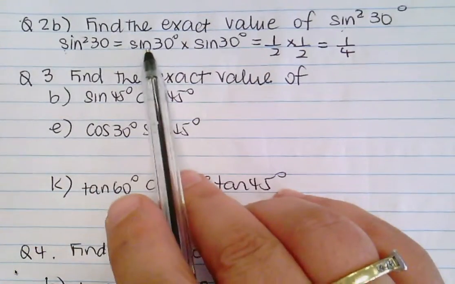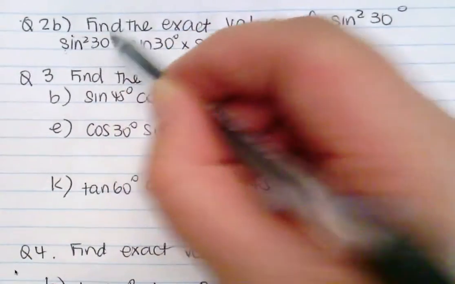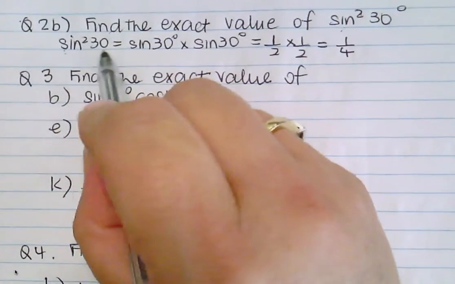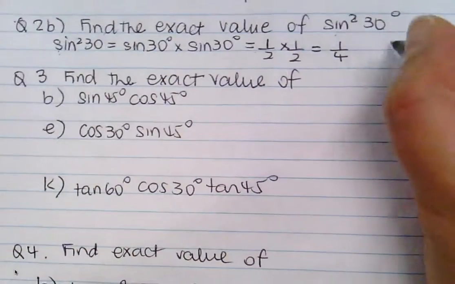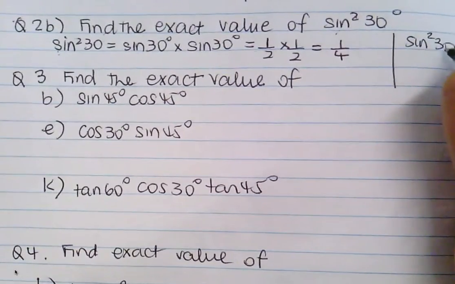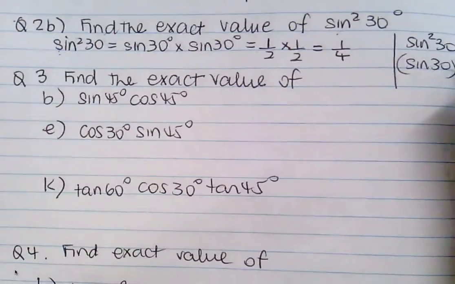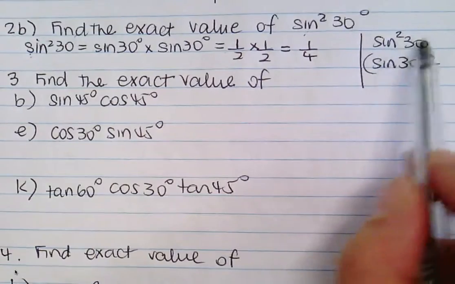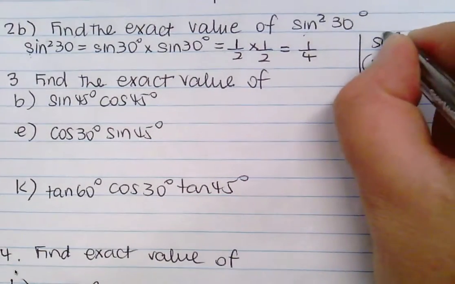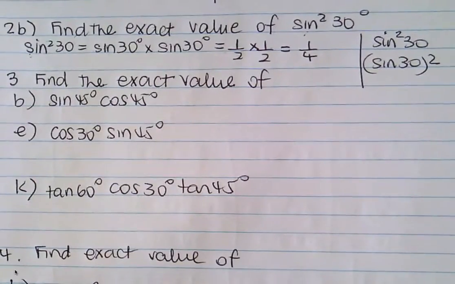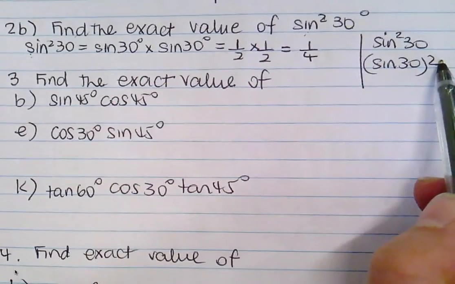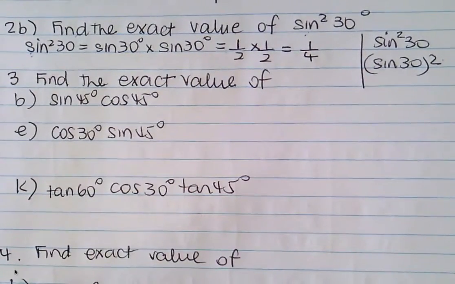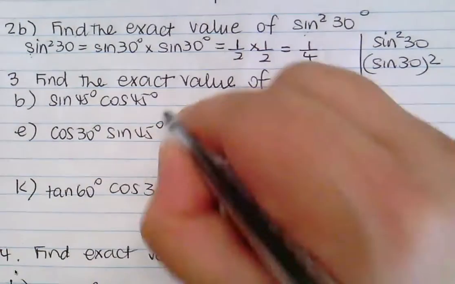Sine squared 30 means sine 30 times sine 30. They don't put the squared at the end, and you don't square the 30. It's just sine 30 times sine 30. That's how they write it. All right, I'll just show you. Sine squared 30 is the same as sine 30, all squared. See how that looks weird? This looks better. So if you see sine squared 30, it means sine 30 squared, or just sine 30 times sine 30. That's the notation they use. All right, next question.